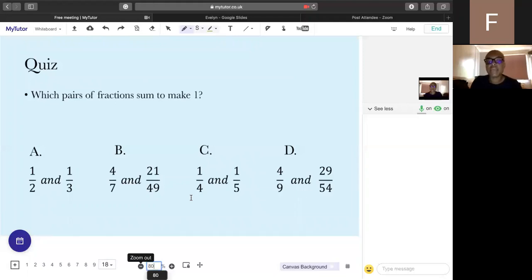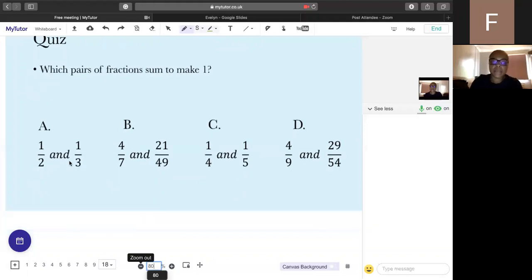So if we look at A quickly, I want to find a common multiple between 2 and 3. Now, a number that I can think of is 6. Also, what I'd like to say about all of these is, as long as you can find a common multiple, it doesn't have to be the smallest one.